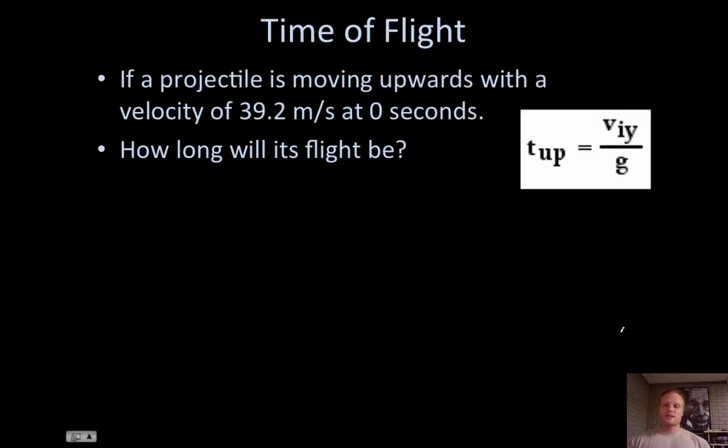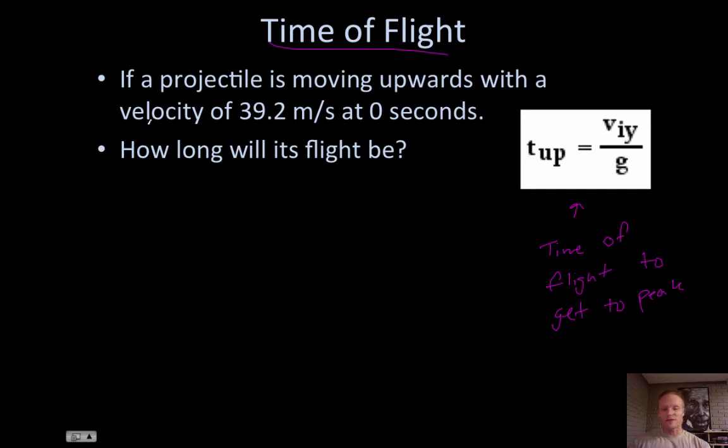So let's talk about the first formula that we're going to talk about here, which is called time of flight. This formula here is the time of flight to get to the peak of the projectile. So how do you do that? Well, it says if a projectile is moving upwards with a velocity of 39.2 meters per second at 0 seconds, how long will its flight be?